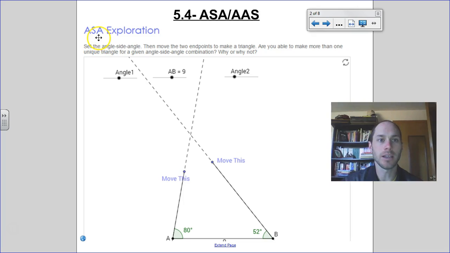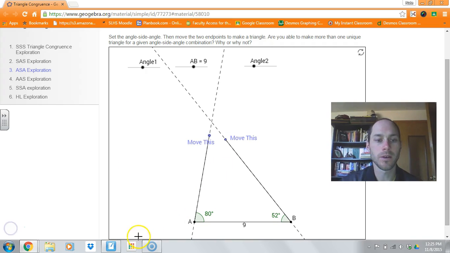First one to look at is the angle side angle congruent statement, and we'll explore that one using GeoGebra like we did last time. Feel free to click the link on the website and explore this one on your own as well. Okay, so this is the angle side angle congruent statement because we have the angle, one side, and then the angle next to it. So the side is the included side between the two angles.